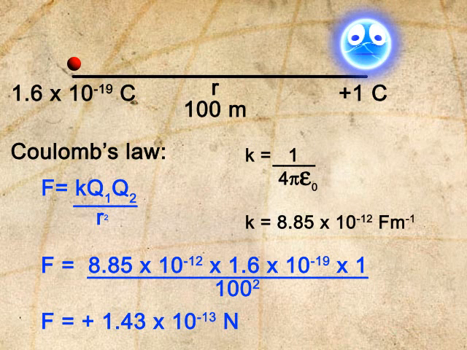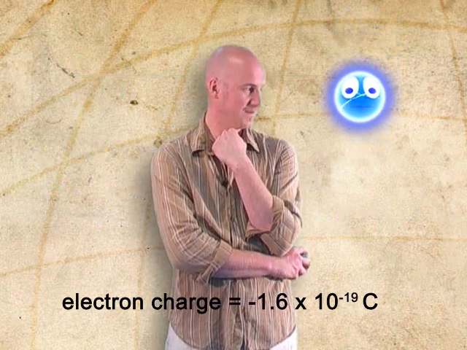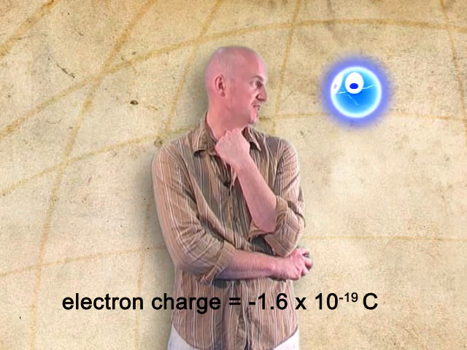Why don't you repeat this question, but instead of using a proton, use an electron, which is charged minus 1.6 times 10 to the minus 19 coulombs. I think you'll find I'm attracted to them. But not as much as I'm attracted to you, Claire.